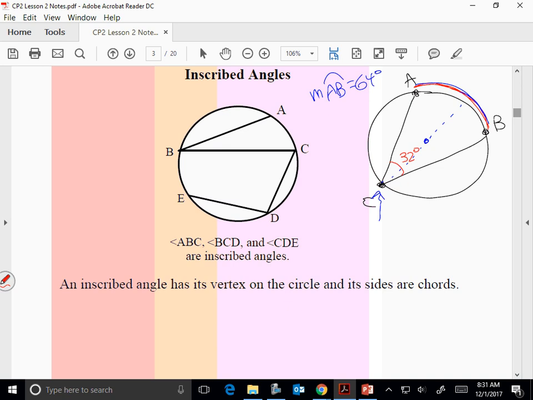So if I look at this angle right here, is this an inscribed angle? Right here, ABC. Yes, it is, because its vertex is on the edge of the circle. If this was 10 degrees, what would this arc's measure be? 20. Good. Let's look at another one. How about BCD? Is that an inscribed angle? Yes, it is. If I told you that the measure of this arc right here was 140 degrees, what would you say that this angle measure is?